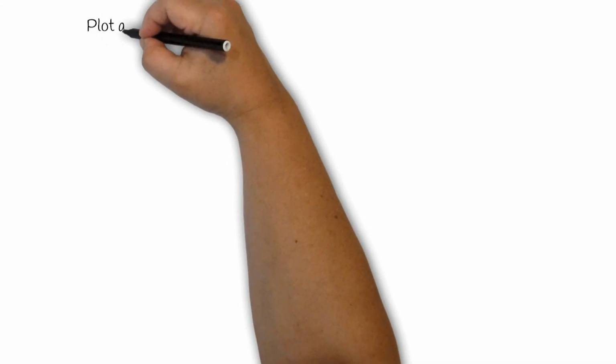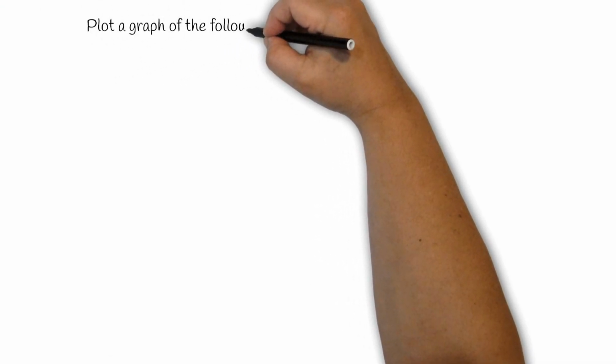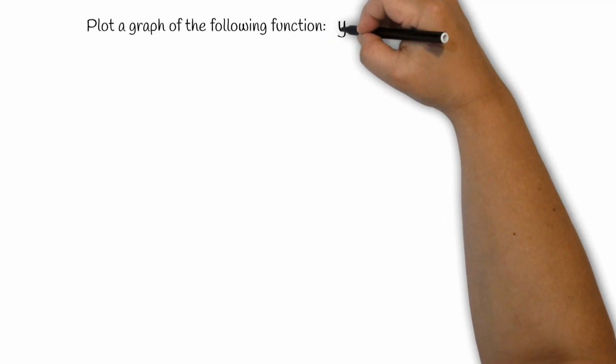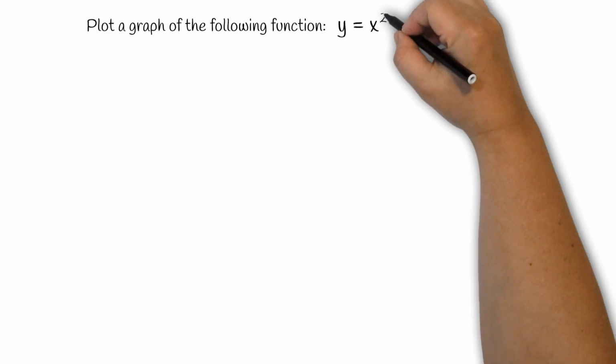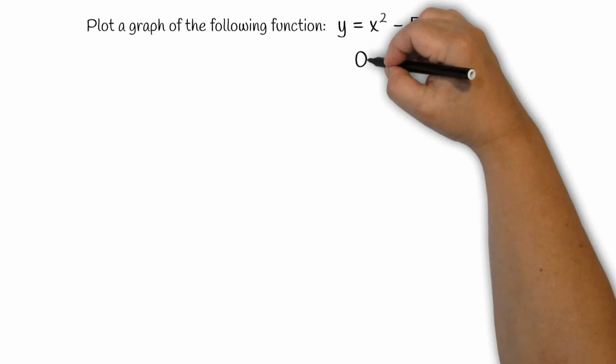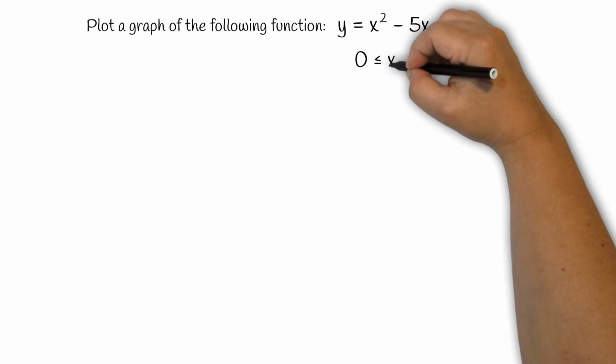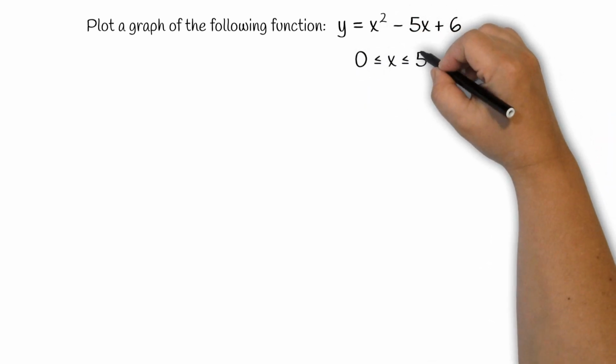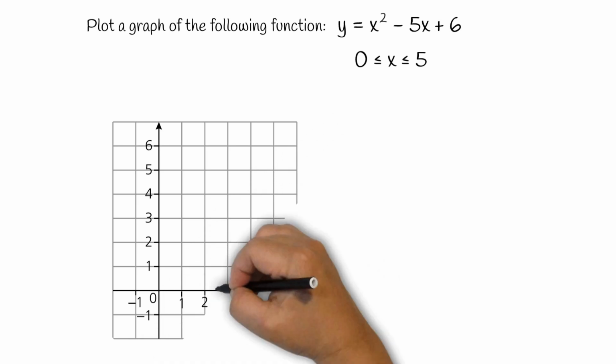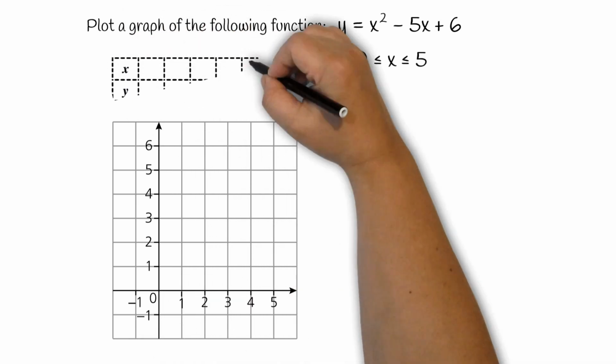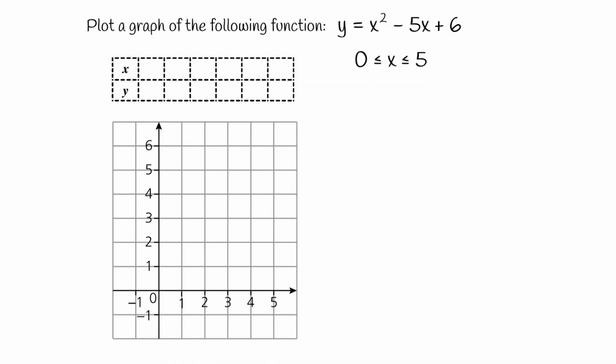Let's take a look at this example question. Plot a graph of the following function. Y is equal to x squared minus 5x plus 6, where x is greater than or equal to 0 and less than or equal to 5. So what we'll do in this case is we'll use a table of values to plot this quadratic function.